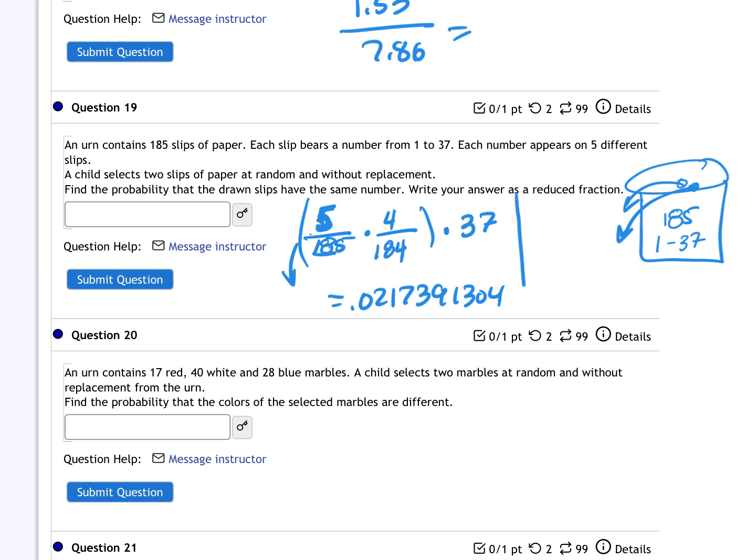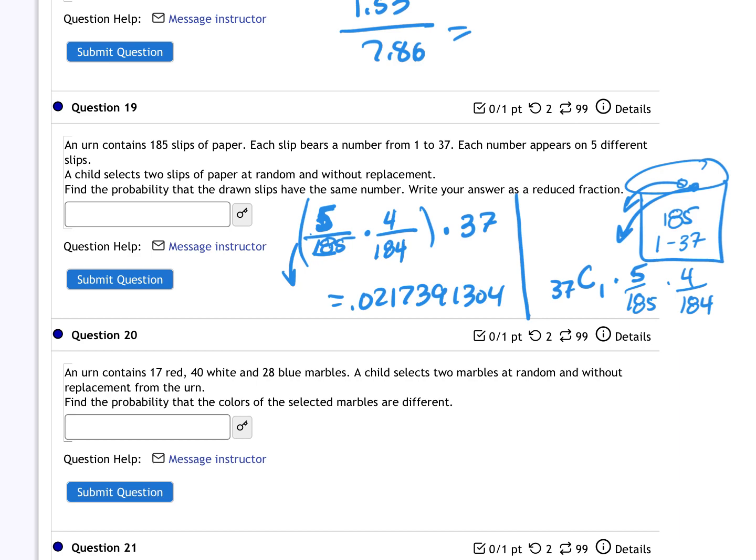That's just one way. The other way is to say, okay, well, there's 37 numbers. I have to choose one of them, times, well, it's the same, and ends up being exactly the same. Then I have 5 ways of getting that one number out of 185 times 4 ways of getting that number 1 out of 184. So that works as well.